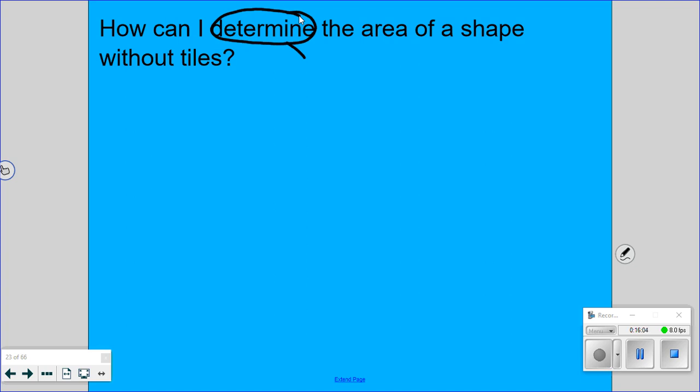You might see that word in a math problem. How do I determine the area of a shape without tiles? Does anyone know what that word might mean in this sentence? Jordan, what do you think? Like figure out? Yeah. How can I figure out? That makes sense. Brogan, what are you thinking? Maybe like to figure out what the area is without using tiles. Yeah, figure out.